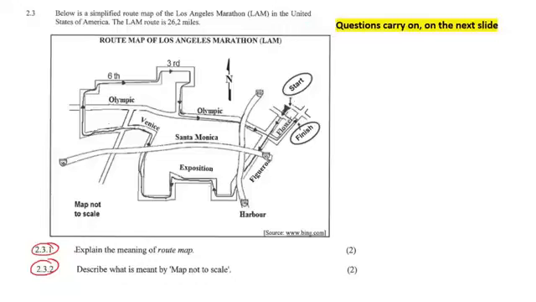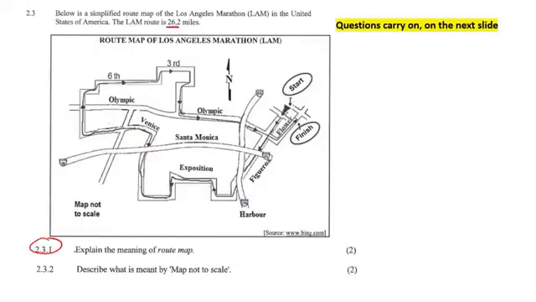So it says here, below is a simplified route map of the Los Angeles Marathon, the LAM, in the United States of America. The LAM route is 26,2 miles. Okay, and then it just shows us everything that's happening here. So you start the race over here, and you go this way, this way, this way, and you go to the finish. Okay, pretty straightforward. Now, it says explain the meaning of the route map.